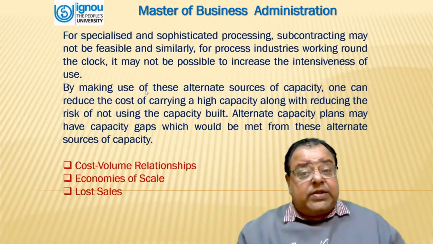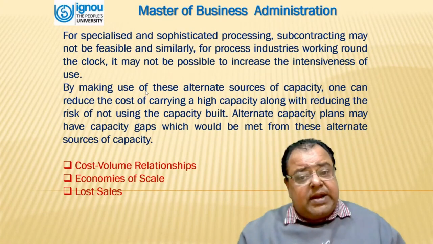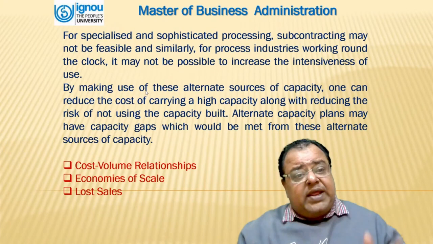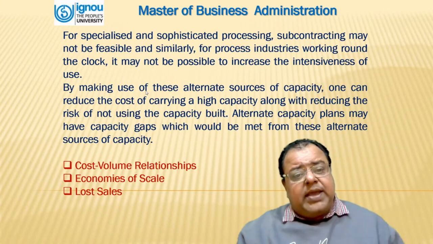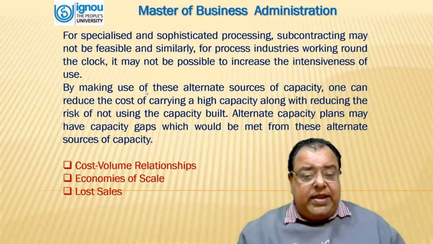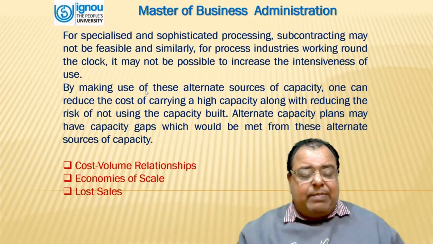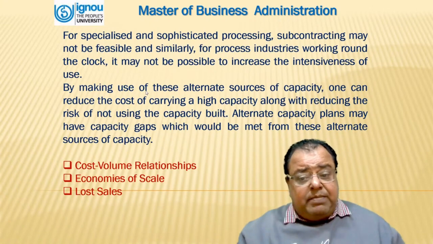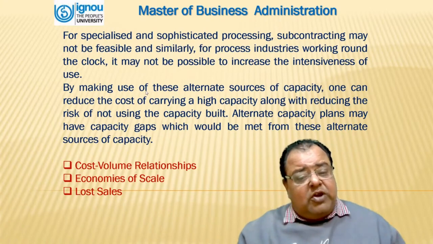For specialized and sophisticated processes, subcontracting may not be feasible, and similarly, for process industries working round the clock, it may be possible to increase the intensiveness of use. By making use of alternate sources of capacity, one can reduce the cost of carrying a high capacity along with reducing the risk of not using the capacity built. Alternate capacity plans may have capacity gaps which would be met from these alternate sources of capacity. We have cost-volume relationships, economies of scale, and lost sales.